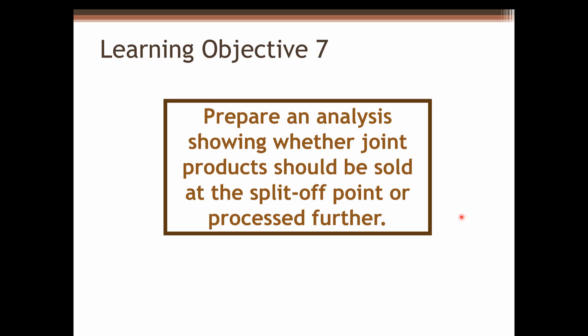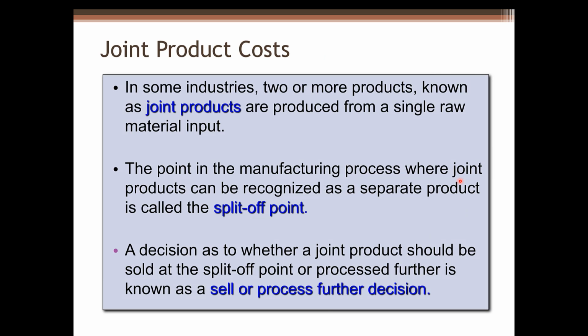Learning Objective 7. Prepare analysis showing whether joint products should be sold at the split-off point or processed further. In some industries, two or more products, known as joint products, are produced from a single raw material input.